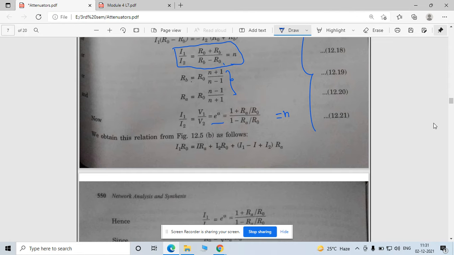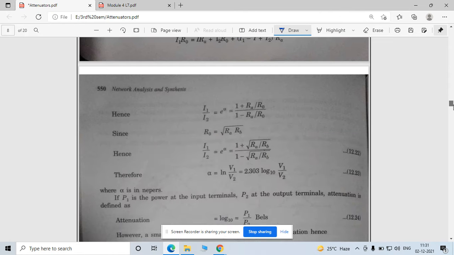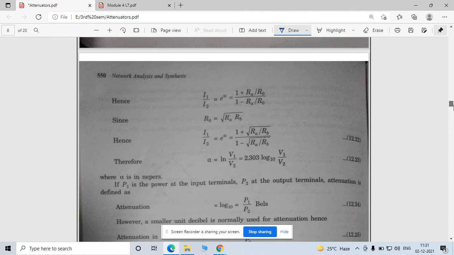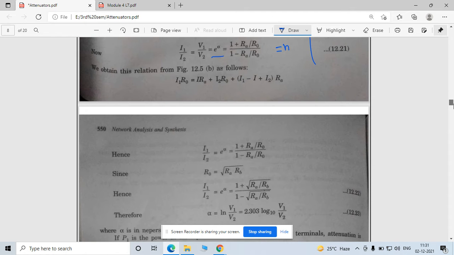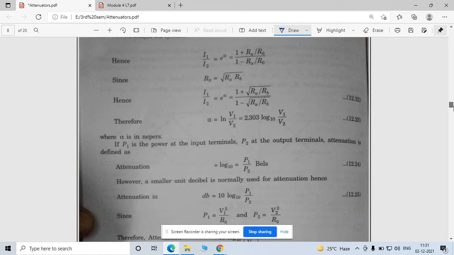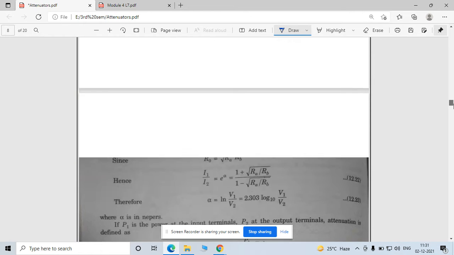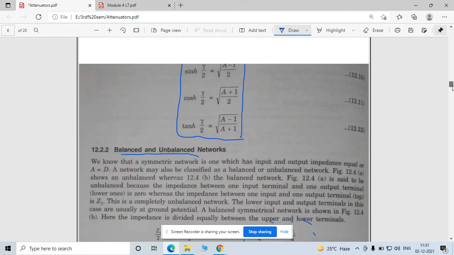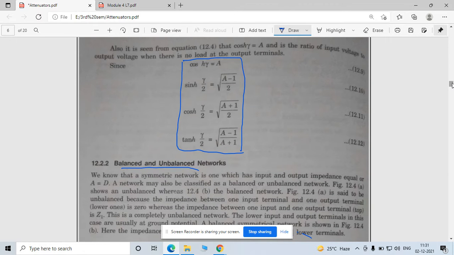Now use that relation for different symmetrical unbalanced circuits, right? This equation is used for finding the value for a symmetrical unbalanced circuit, for realization of a balanced and symmetrical network, right?